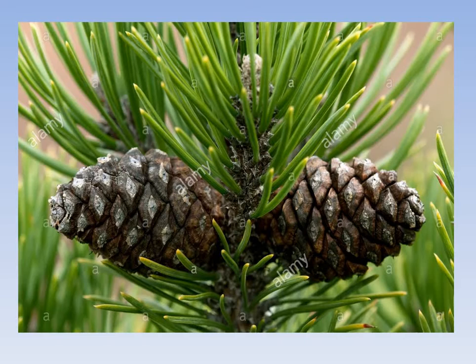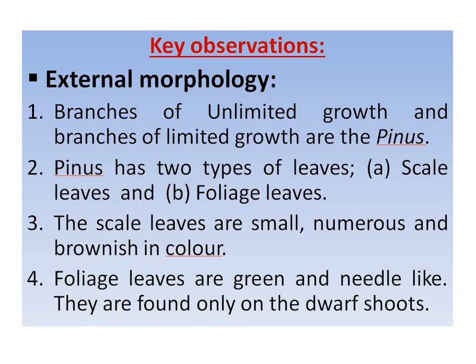The leaves are of two types, that is foliage and scaly. Scaly leaves are thin, brown colored and scale-like, and develop on both long and dwarf shoots. Foliage leaves are present at the apex of the dwarf shoots only. These foliage leaves are large, needle-like, and vary in number from 1 to 5 in different species.